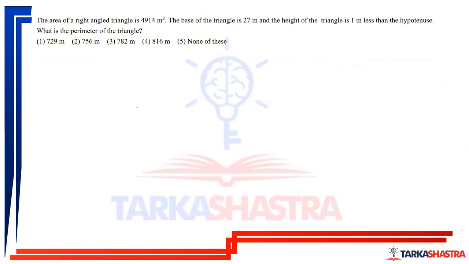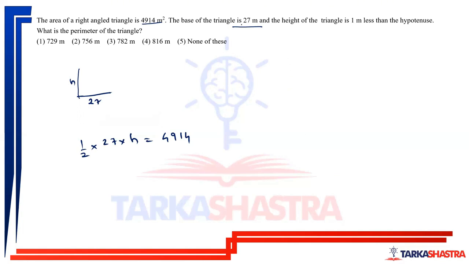We will be directly jumping to the questions. First, the area of a right angle triangle is this much. The base of the triangle is 27. Height is something which we can find because half into base into height is the area of the right angle triangle, that is 4914. As you can observe, I am not reading the complete question and then solving. I am reading first what I can find out and then moving forward.